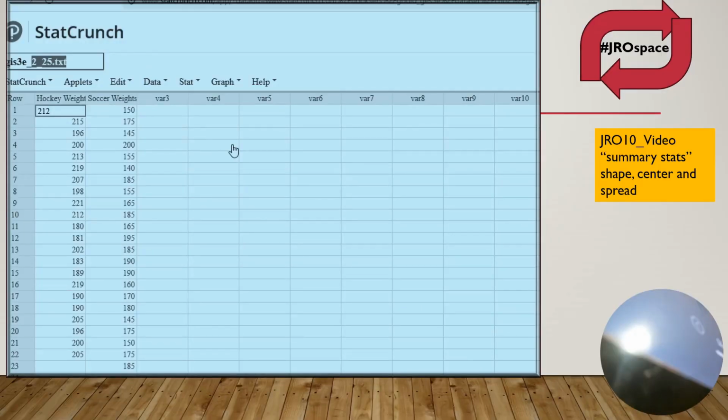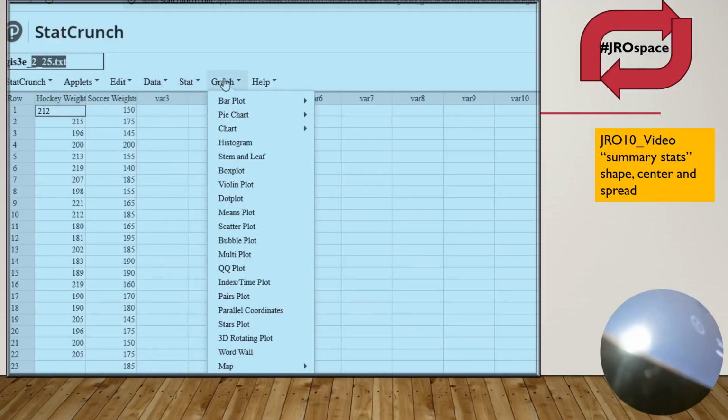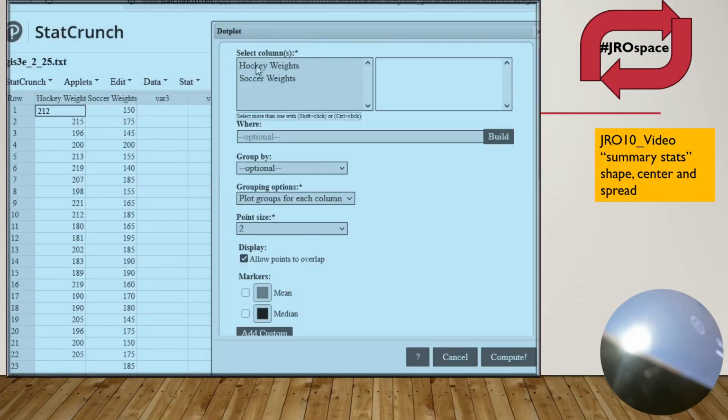But anyway, let's take this, and that's what I want to do here, consider, have we done dot plots? We did some of the dot plots in IXL, but let's go ahead and do this here. Let's go ahead and make a dot plot. Let's make one for the hockey. There should be a way to get them both on there.